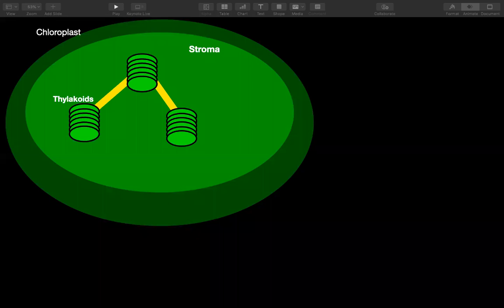The light dependent reaction is when water and light go into the thylakoids and have a chemical reaction. The product of that chemical reaction is ATP and oxygen. The oxygen gets released from the chloroplast, which becomes the oxygen we breathe.